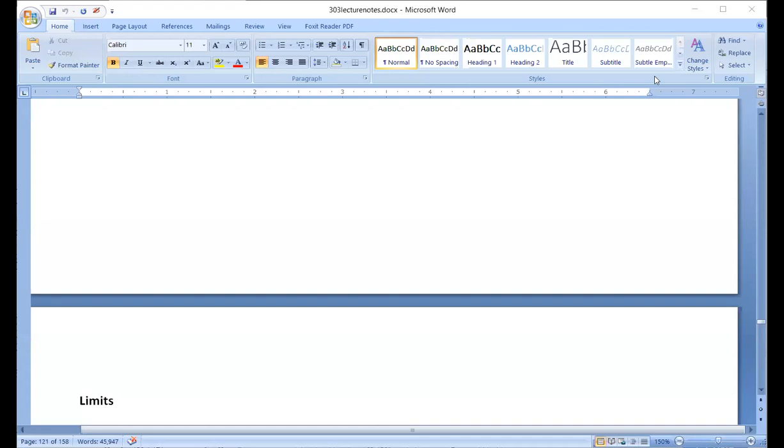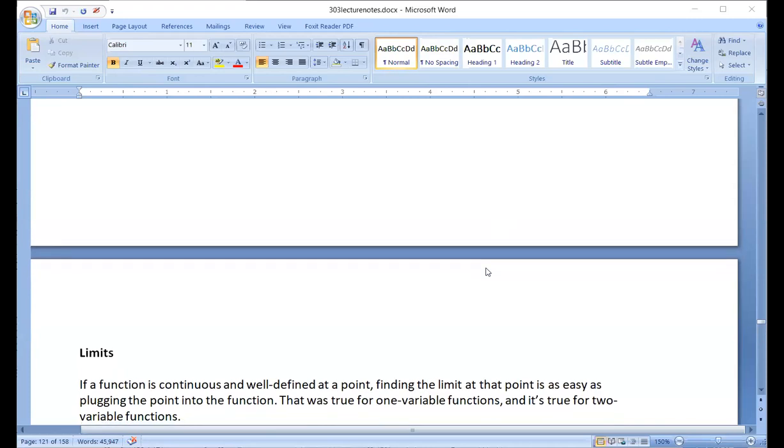So now we talk about limits for multivariable functions. With limits, I think it's nice to start with the easy case. So what's the easy case? If a function is continuous and well-defined at a point, finding the limit at that point is as easy as just plugging the point into the function.